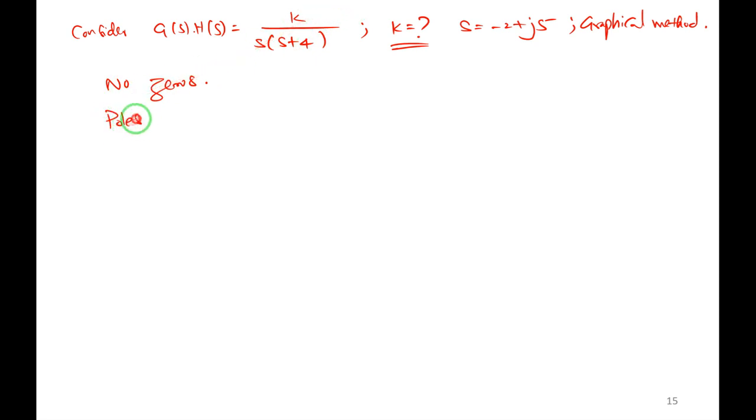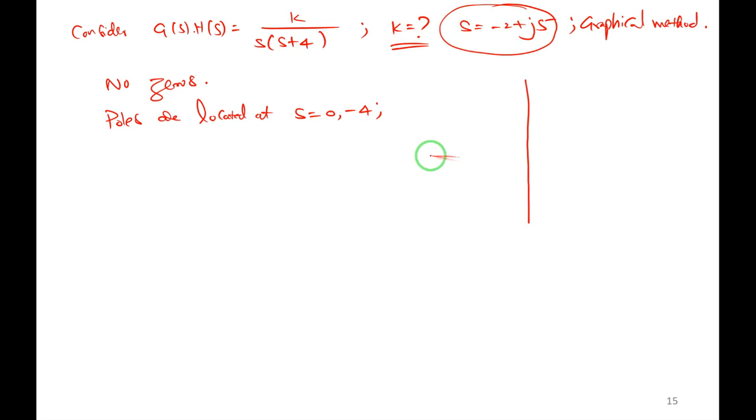Poles are located by equating the denominator to 0. S equal to 0, and s plus 4 equal to 0 means s equal to minus 4. 0 and minus 4 are the poles, right? These are the poles, and this is the point. This point is given. We want to determine the value of k. Let me draw here. Observe carefully. If any doubts, please clarify your doubts immediately. Okay, at 0, one of the poles is located.